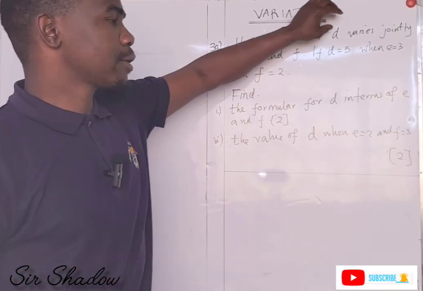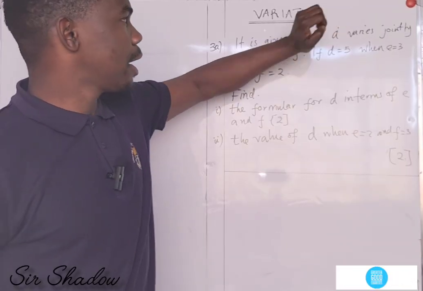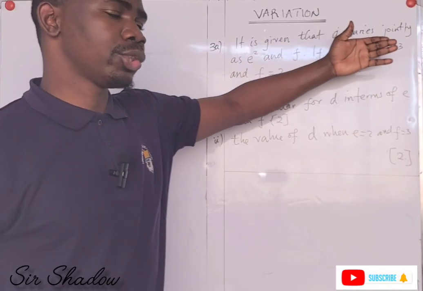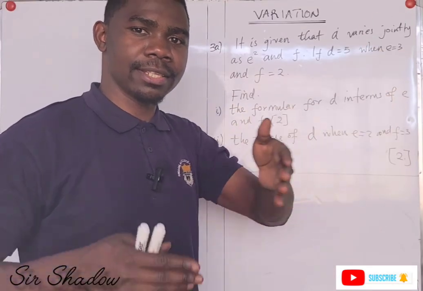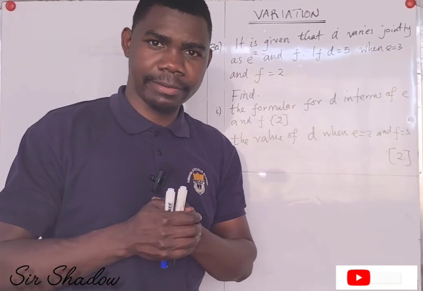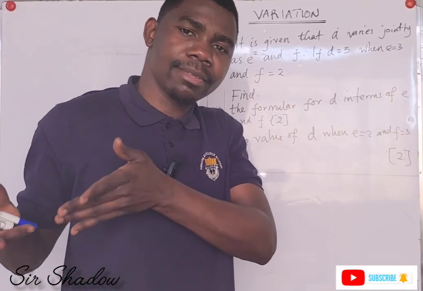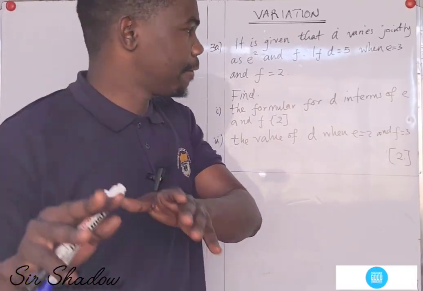Right. So, as for this lesson, I am going to explain joint variation as a third type of variation we have in mathematics. All right. I'm sure I've explained well on inverse variation.